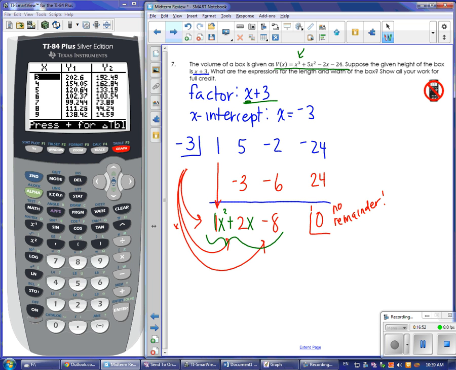So right now, I know that the volume of the box can be written. I already know that x plus 3 is one of my factors. I was given that. Another factor is x squared plus 2x minus 8. And if I multiply those 2 expressions together, I'll get the volume. But I'm still not finished because I am asked to write expressions for the length and the width. What I have in my quadratic is the product of those 2 things. So I need to divide this up a little bit more. And I can do that now by factoring.